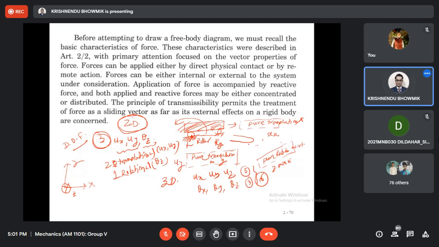Now in case of pin connections, maybe these are the two parts. Here there is one pin. Simple way you can consider pin or hinge, like in a door or window. For the hinge, ux and uy will be 0, but theta z is present. That's why you will get only Rx and Ry, two reactions.